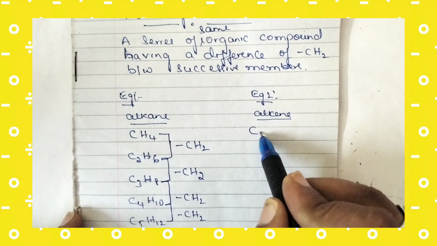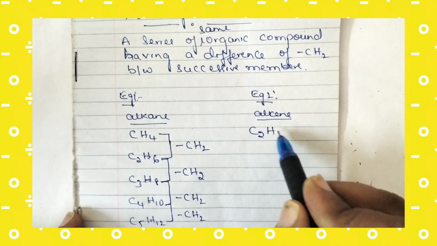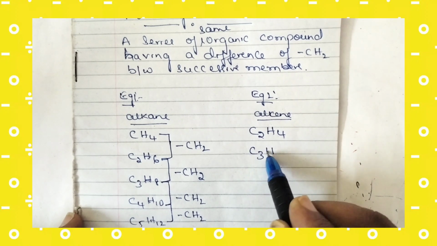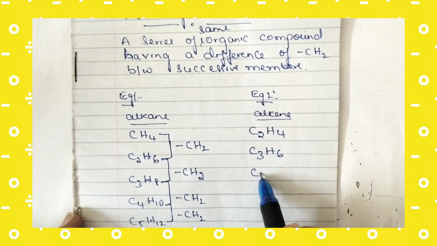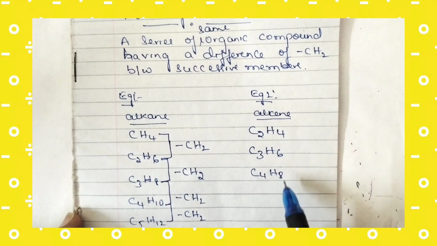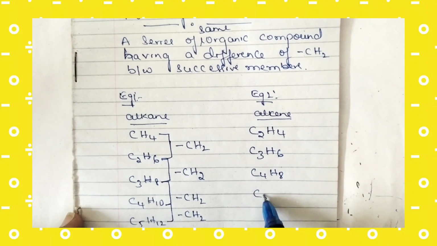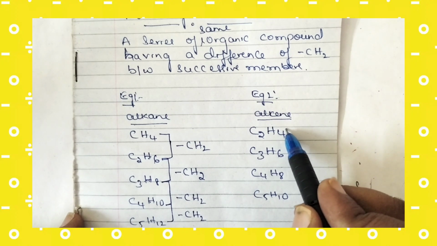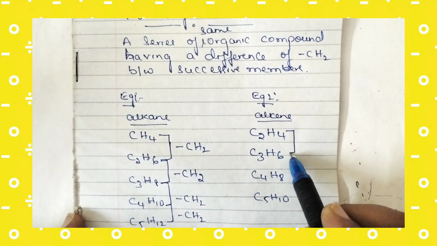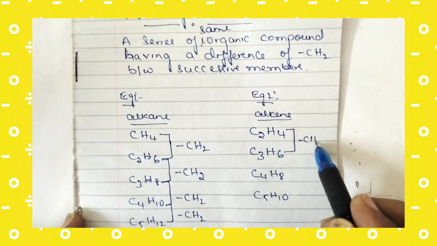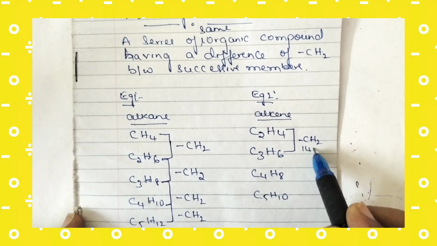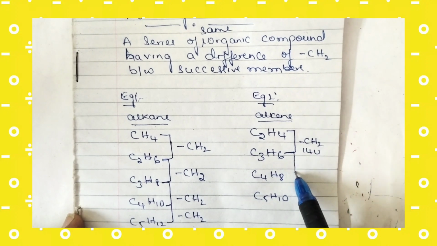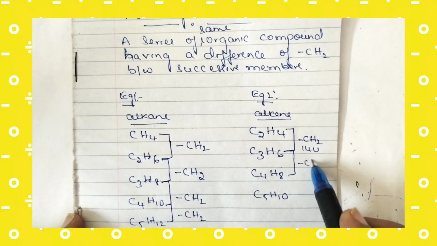Alkenes start with ethene, that is C2H4, propene C3H6, butene C4H8, then pentene C5H10. Now if you observe, the difference between ethene and propene is CH2, or 14 units. The difference between propene and butene is CH2.